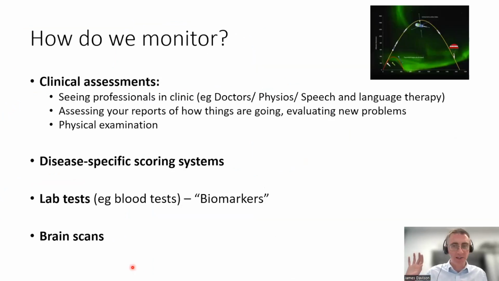NASA, with their high-tech space travel systems, it's all about early warning systems, looking for any change in the trajectory of the flight of the spacecraft. And we're doing a very similar thing. We're looking at how your condition is moving on, how the trajectory is going, and also we've got in place some early warning systems, looking at early signs of problems that we might need to step in to do something about. How do we do that monitoring?